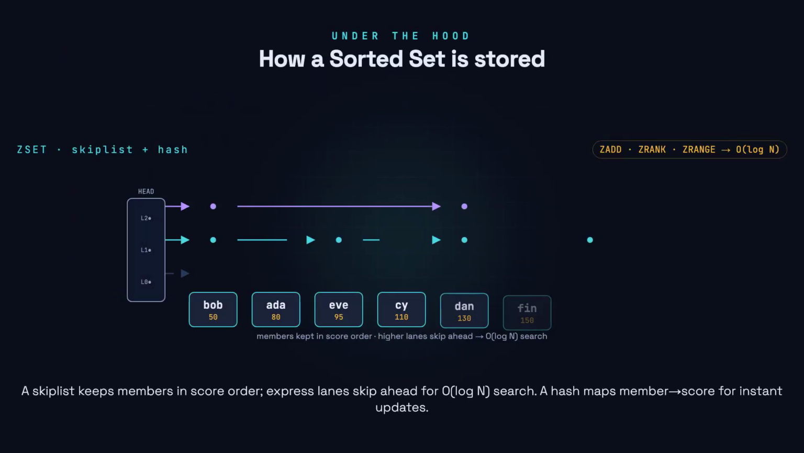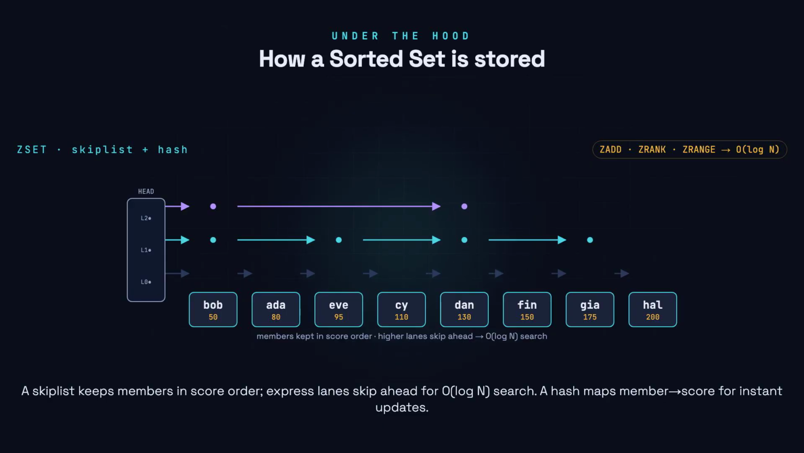Under the hood, a sorted set is two structures working together. A skiplist keeps members in score order, with express lanes on top that let Redis skip ahead instead of scanning every node, giving O(log n) search. Alongside it, a hash maps each member straight to its score, so updates are instant. That pairing is why both ranking and lookups stay fast.